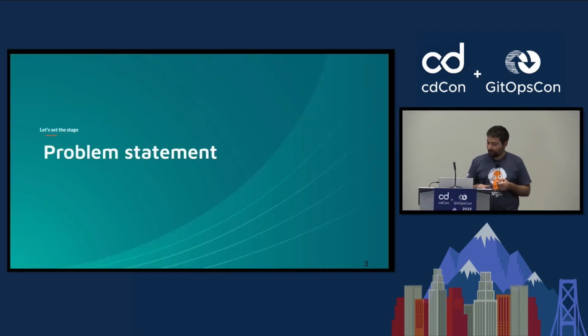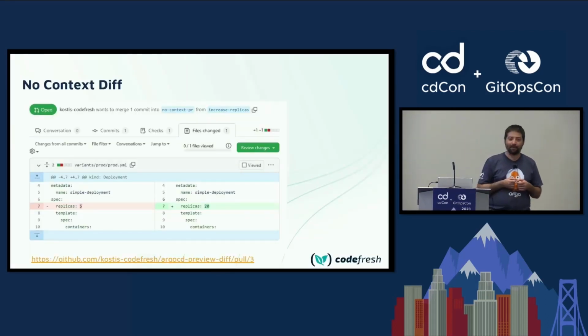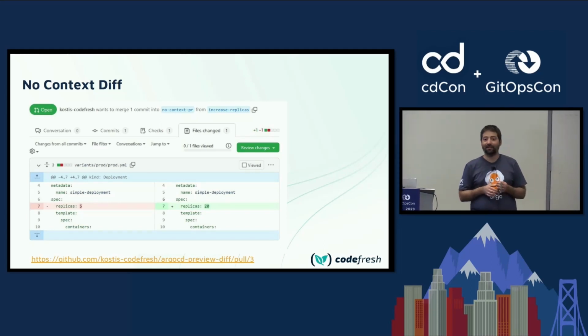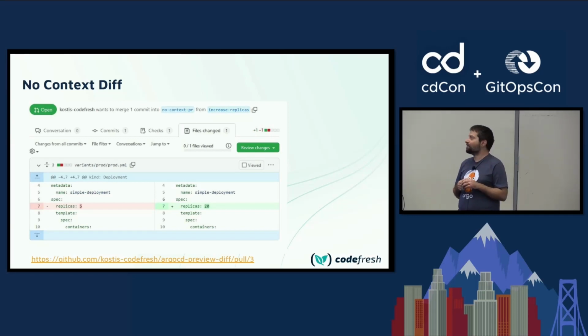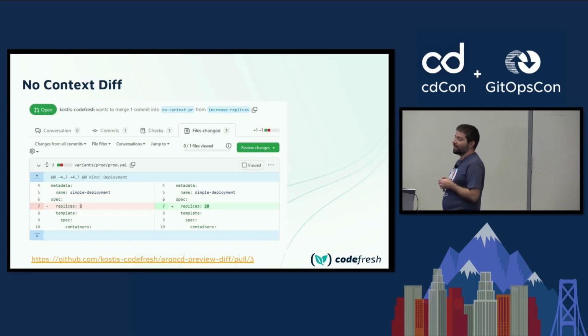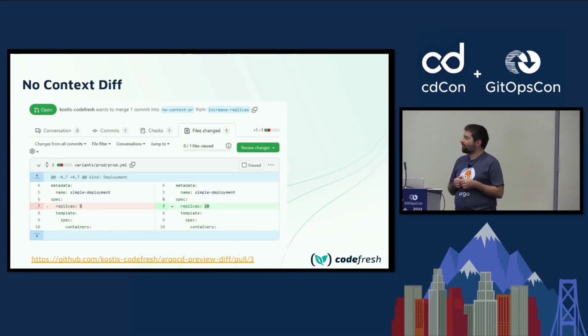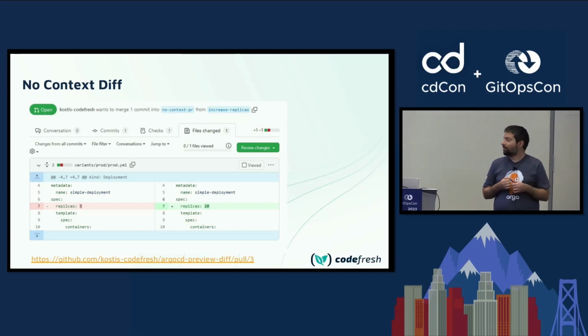So what are we going to talk about today? You installed Argo CD or Flux. It works, it's stable, and then you start using it. And your job is to approve pull requests. So this is a pull request that somebody else had created. And your job is to look at it and say if you want to approve it or not.